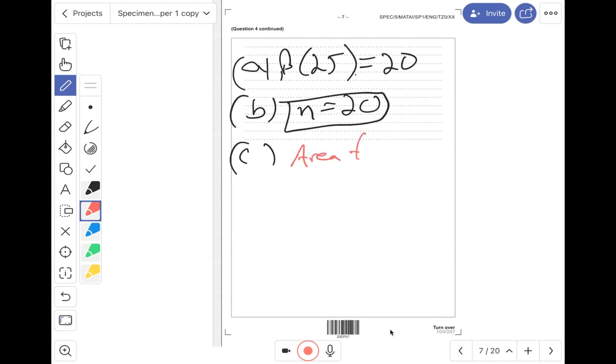Area 4 for perimeter of 8. And again, if you look at it, 2 by 2, 2 by 2 by 2 by 2, add up all those numbers, you get 8, multiply them, you get 4.